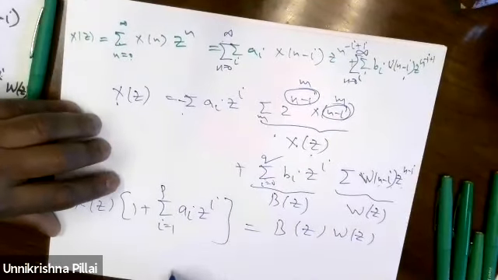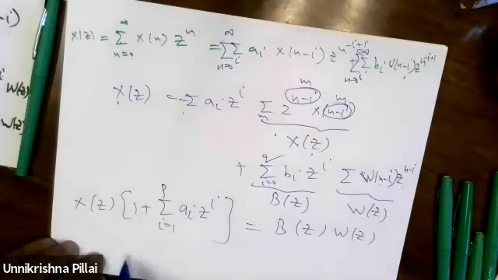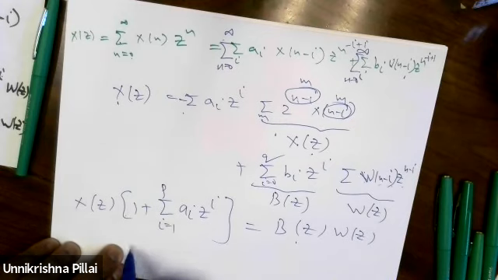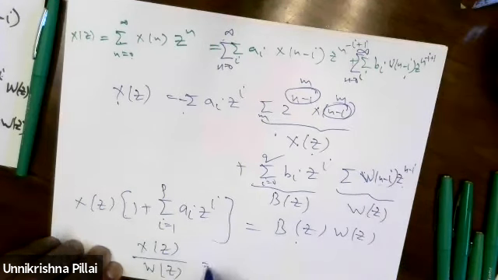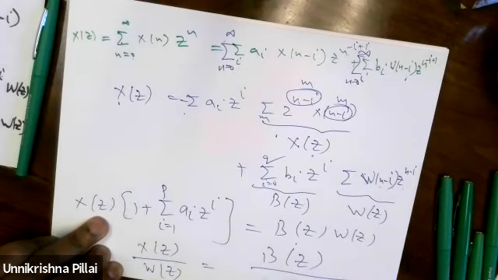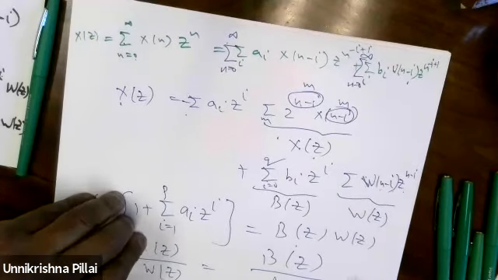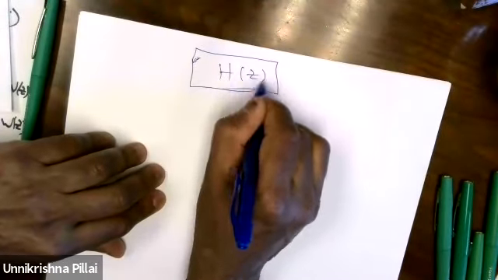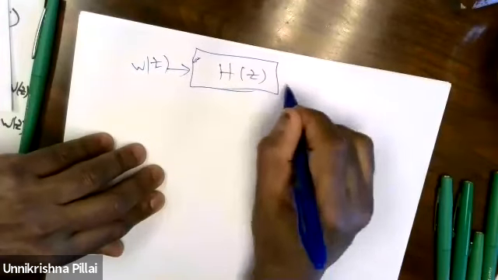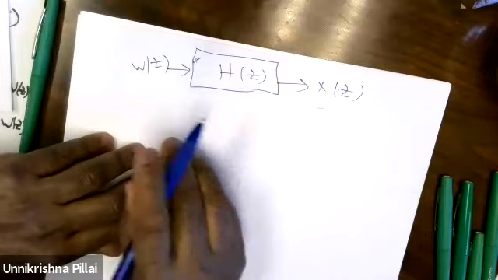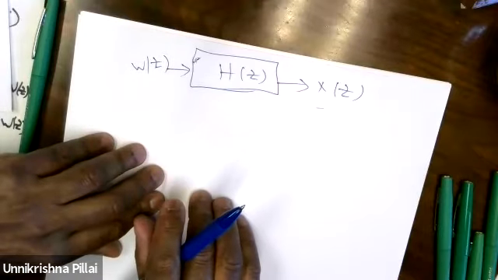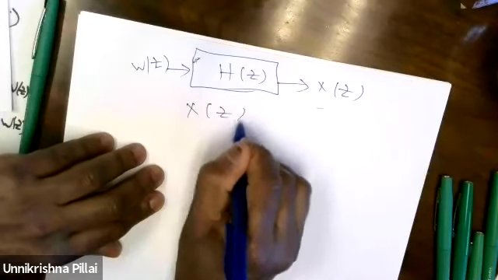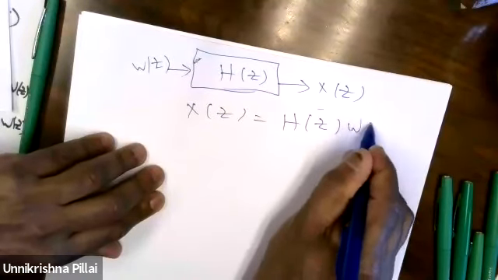So I can write this as an input-output relation. Let me bring this term here. So I get output over input equals B of z over A of z. Let me write it here. So I can write it like this. Right? So it looks like I can have a function here. Input is W of z, then the output is X of z. Remember, this is not a stochastic process. I'm just doing a regular signal. So X of z is H of z multiplied by W of z.